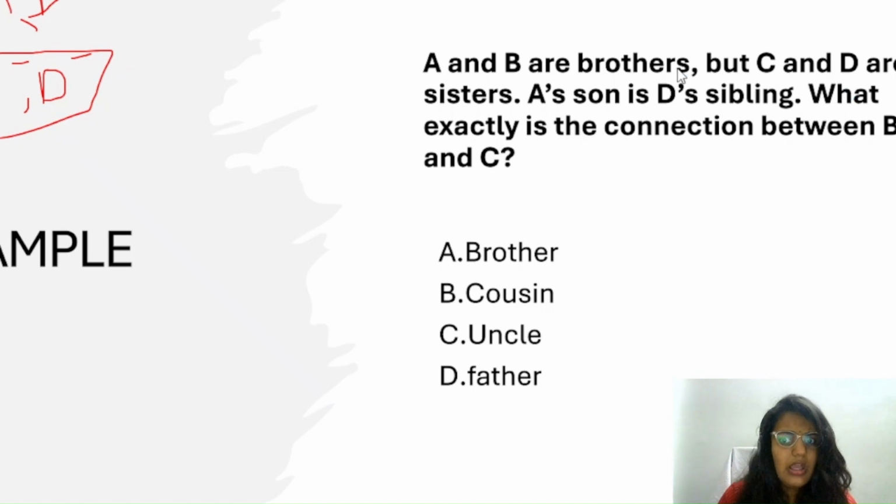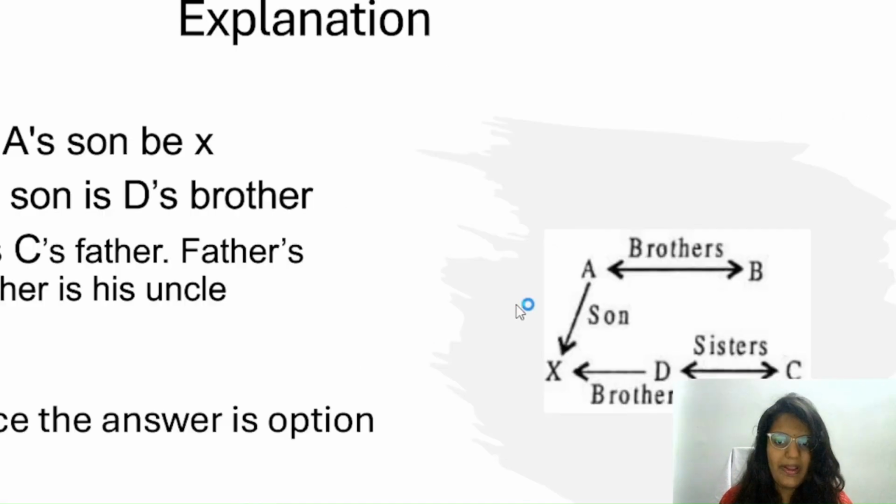Now, what exactly is the connection between B and C? So asking B and C. So C's father is A and A's brother is B. So B is C's uncle. Pretty simple question. Go through the explanations.